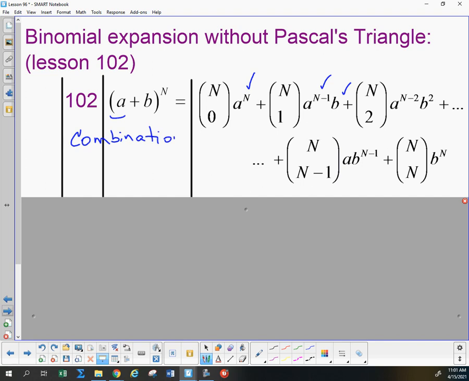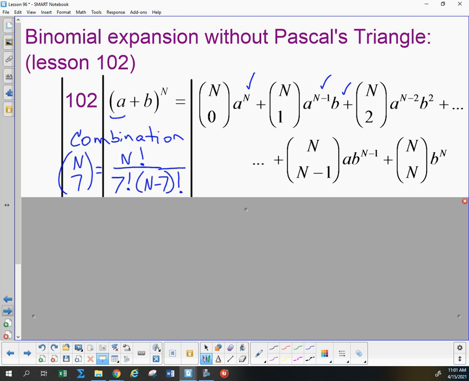Because as we reviewed the other day, those parentheses mean n choose 0, n choose 5. If I had n choose 7 with combinations, that would mean n factorial over, and I'd have two things in the denominator. I'd have 7 factorial, and I'd have n minus 7 factorial.